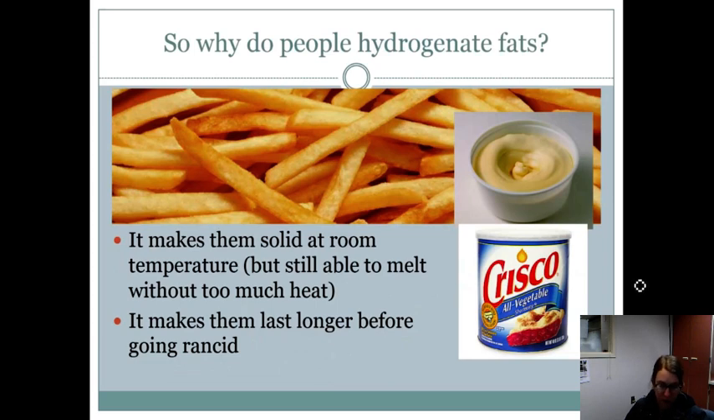So you might think, okay, why the heck would you even try to make a trans fat, hydrogenate fats in the first place? Well, it's because it makes it more solid, which is useful for things like margarine or shortening, and it also makes them last longer. So a lot of fryer oils at fast food restaurants have trans fats in them.